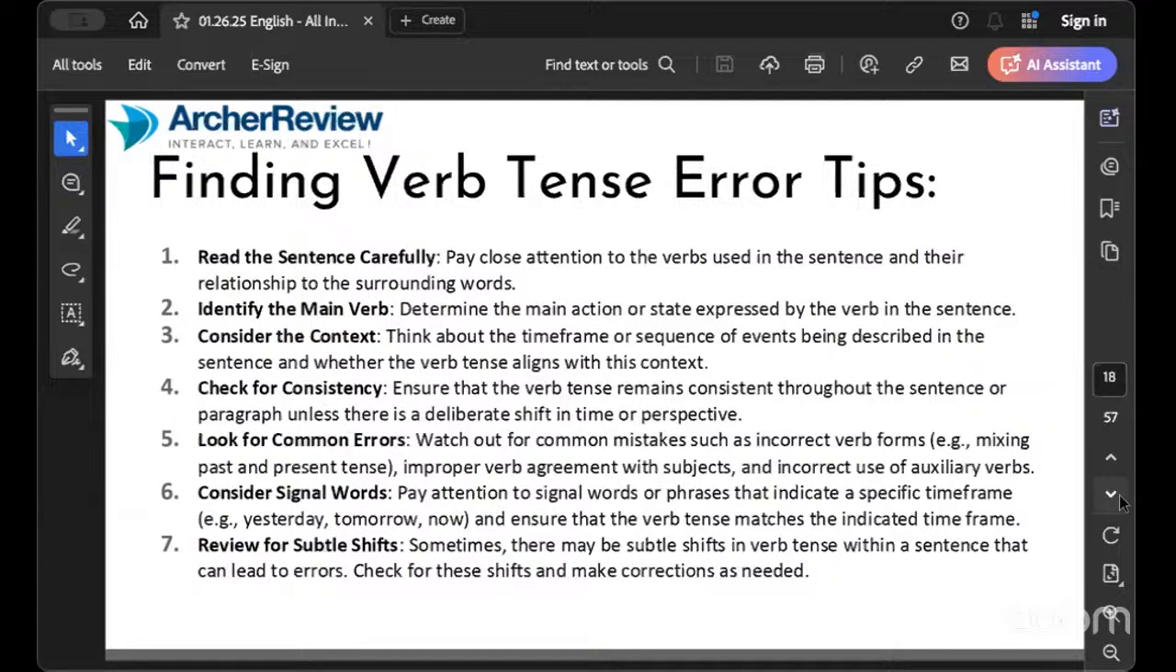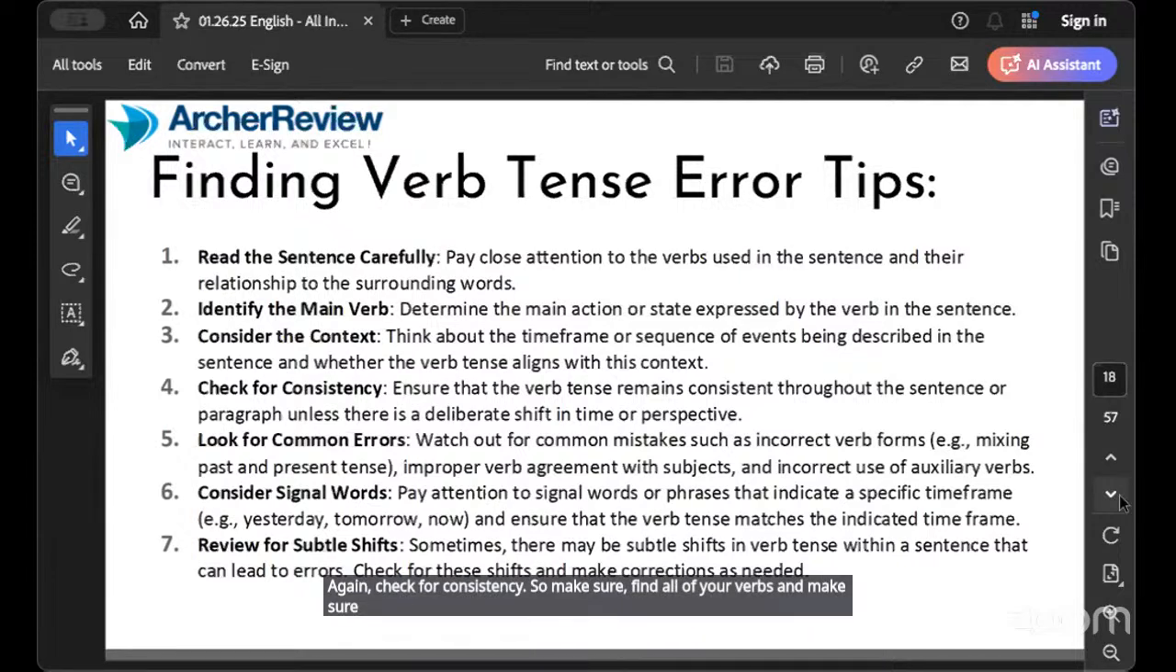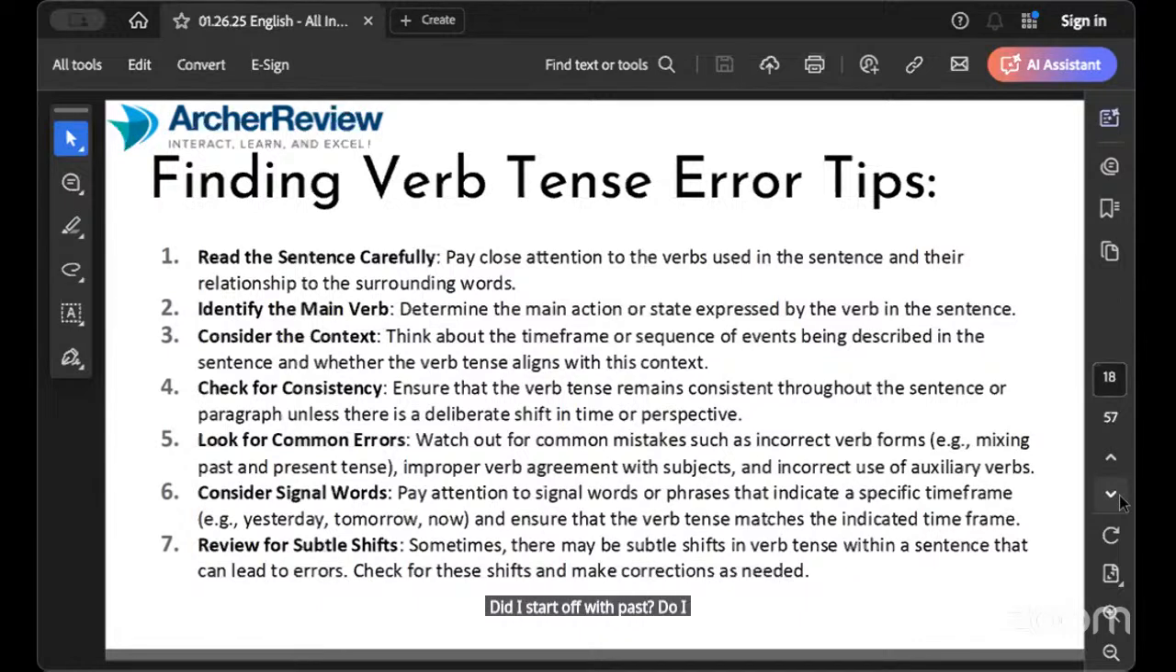Again, check for consistency. Find all of your verbs and make sure that they are lining up and staying consistent. Did I start off with past? Do I have another past? Did I stay with past? Throughout the whole sentence, throughout the whole paragraph, make sure that you're staying consistently in that same tense.